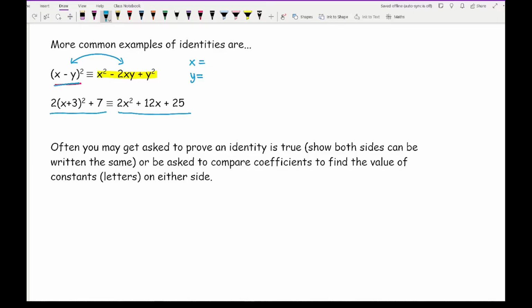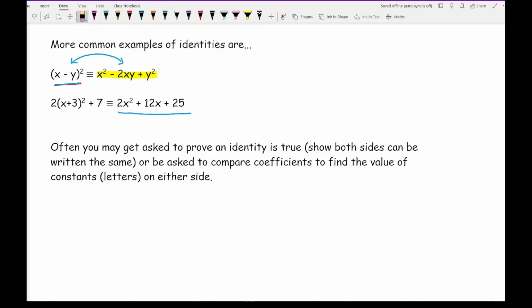Now you might be thinking, oh, what type of questions could we get asked? Often you will get asked to prove an identity is true, in other words, to show that both sides can be written the same, or you may get asked to compare coefficients to find the value of constants or letters on either side. Again, we'll go through some past exam questions in due course, but let me just explain what that basically means.